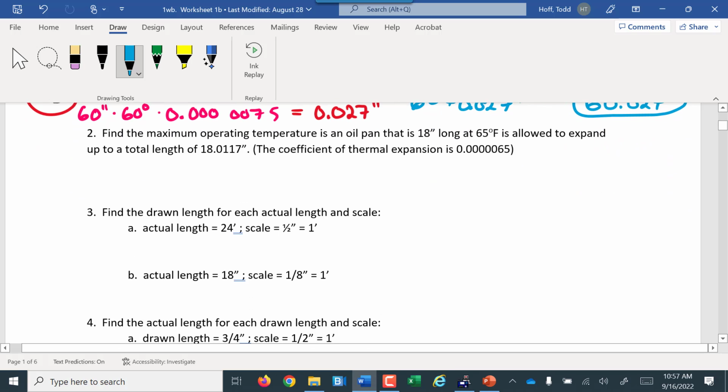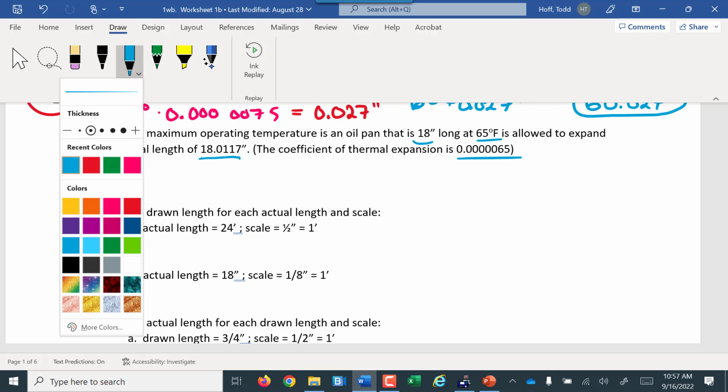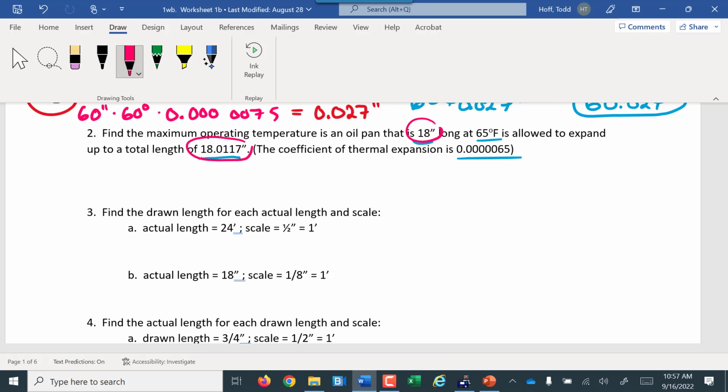Find the maximum operating temperature if an oil pan is 18 inches long at 65 degrees and is allowed to expand to a length of 18.0117 with that coefficient of expansion. So here what we're looking at is how much expansion do we have to get from 18 inches to 18.0117?